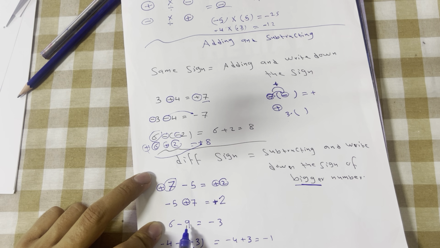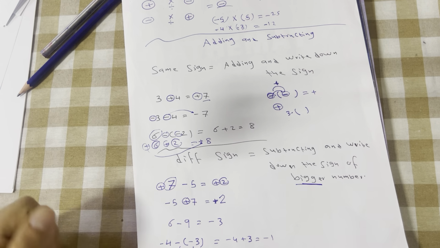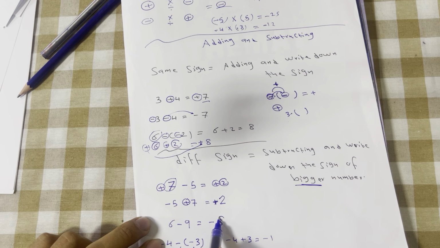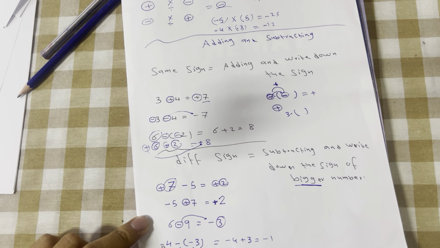6 minus 9, because we have different signs, so I have to subtract them, equals 3. And I have to write down negative. Why? Because 9 is bigger. Okay, it's like that. Negative 4 minus negative 3, we have two signs beside each other, so it becomes what? Becomes positive.